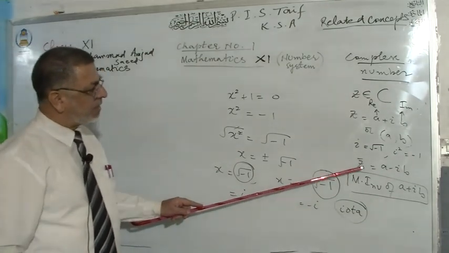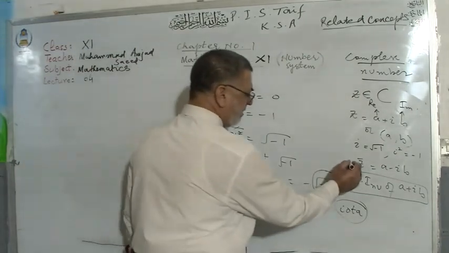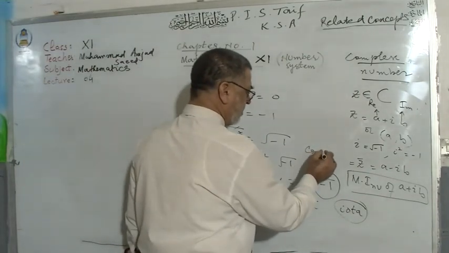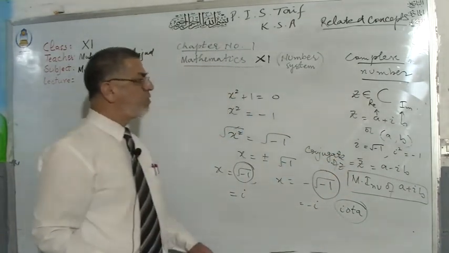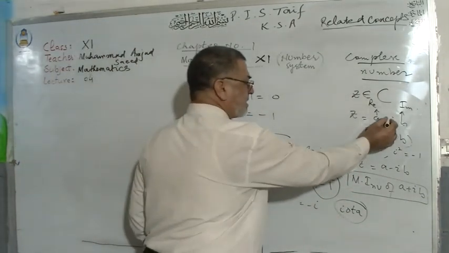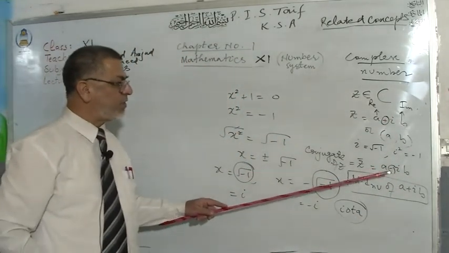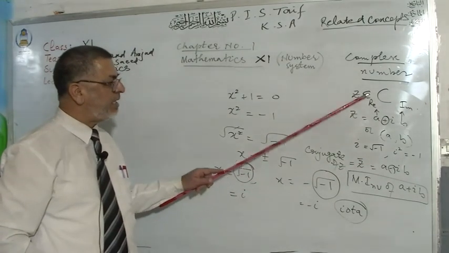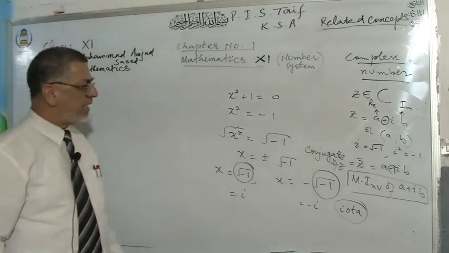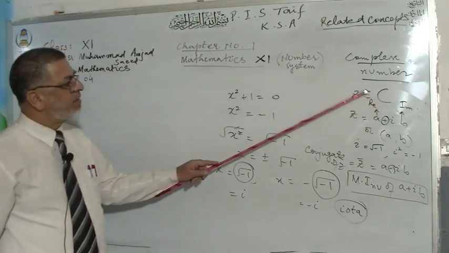This Z bar, that bar is known as conjugate of complex number, and you simply change the sign before iota. Remember that I am telling before iota, not with the real part. Real part sign will remain as it is. Okay? So here we have set of complex number.